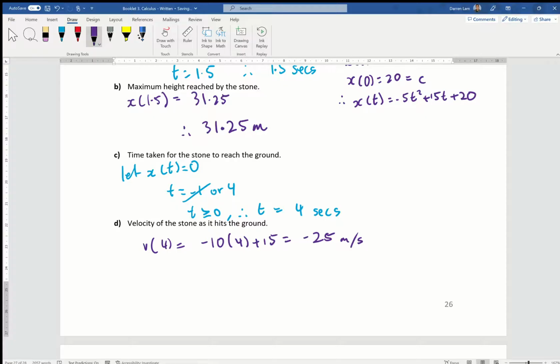If the question asks for speed, which I highly doubt the methods exam will, but if the question asks for speed, it cannot be a negative value, right? Remembering that when you reverse your car, your velocity is negative, but your speed will always be positive.